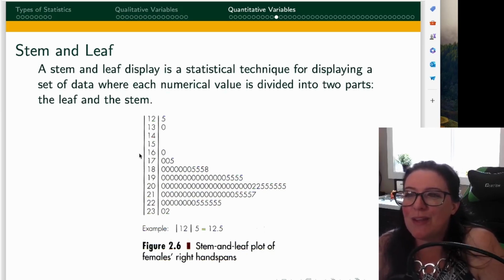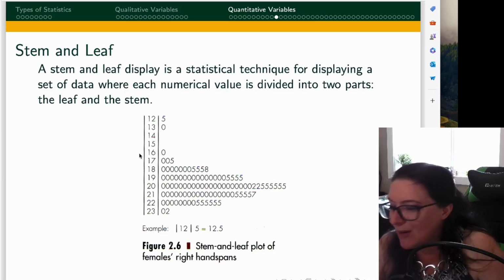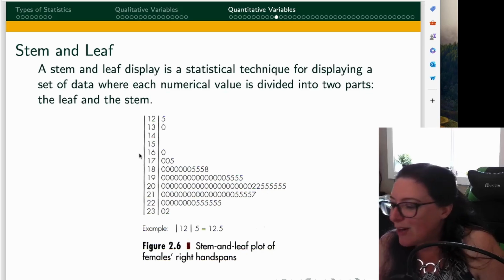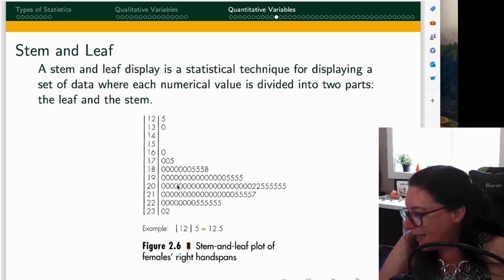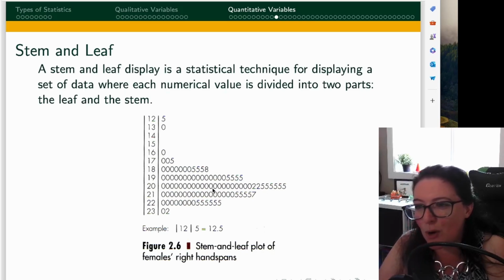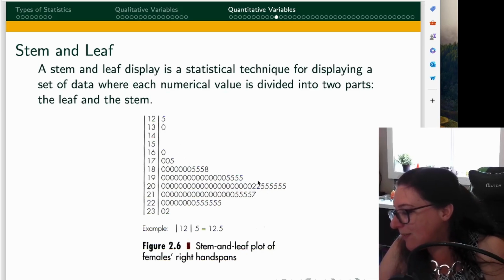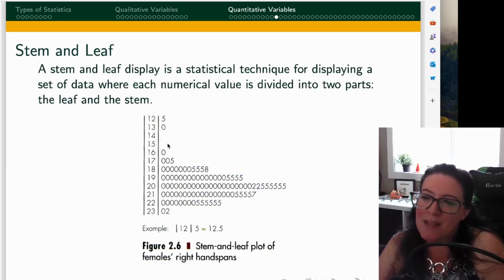And so the benefit of this is, again, you can see the individual units. So you can see here there was somebody with a 16.0 centimeter hand span. There were a lot of people with 20.0 because each of these zeros is an observational unit. So you do get the detail of knowing exactly the value for each person in this sample. And you can see the distribution and you can see the outliers. But no one uses stem and leaf.